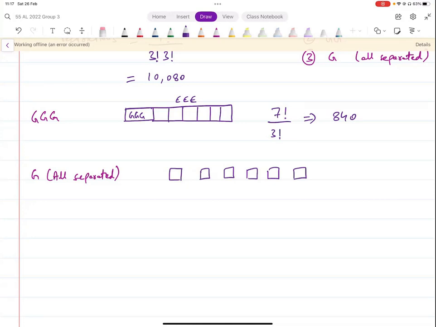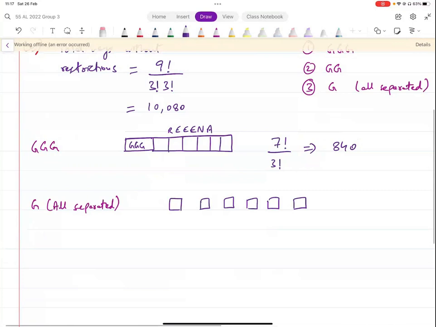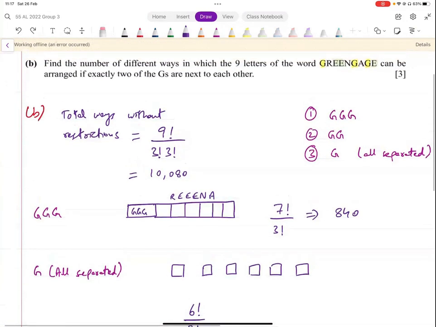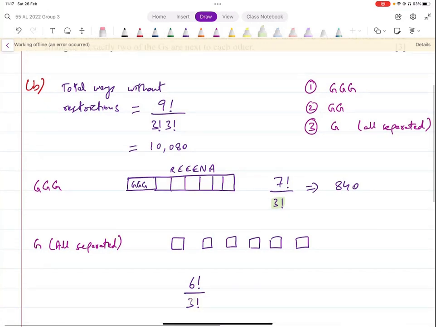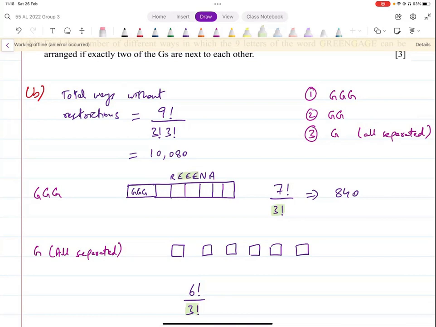Okay, in these boxes. Now, what's the total number of ways that we have for these boxes? इसके अंदर क्या क्या आ सकते हैं? Again, the other letters R, N, and A. तो यहाँ पे भी हमारे पास वही six letters आ रहे हैं. This three factorial here and this three factorial here is because of the three E's that we had in this.